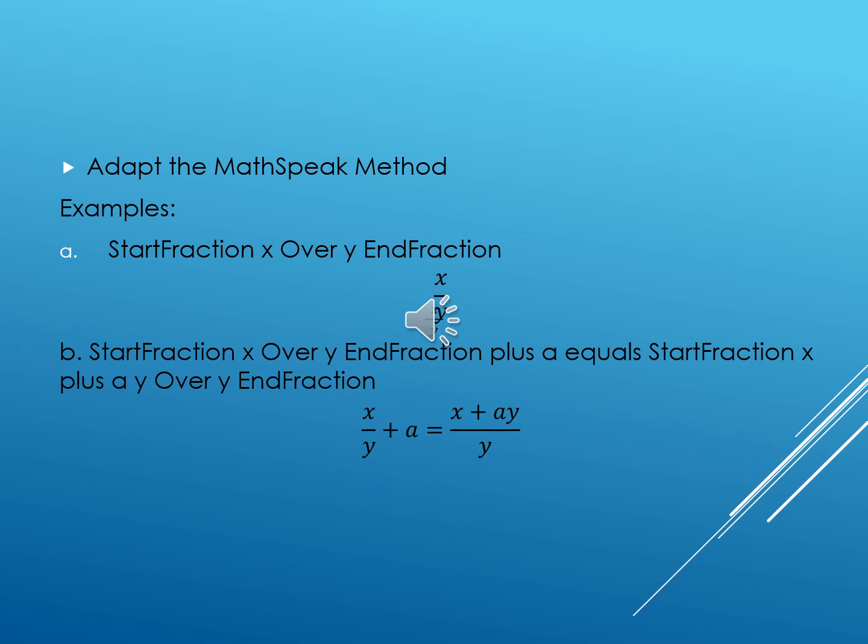Now, in this case, we know that our numerator has two terms because when we heard start fraction x plus ay, that means both x and ay are part of the numerator. And then we have over y. We don't have to say all over y because we know that the two terms x plus ay are all part of the numerator. Now, I hope you're getting the point now.